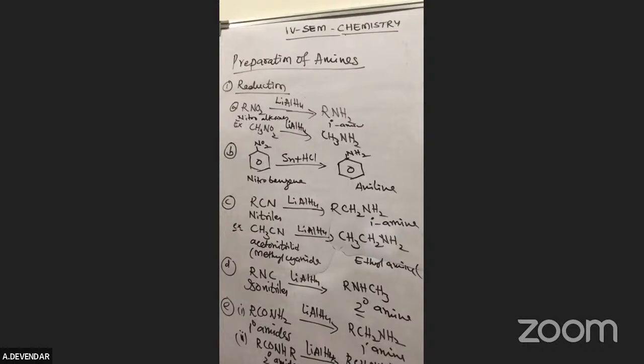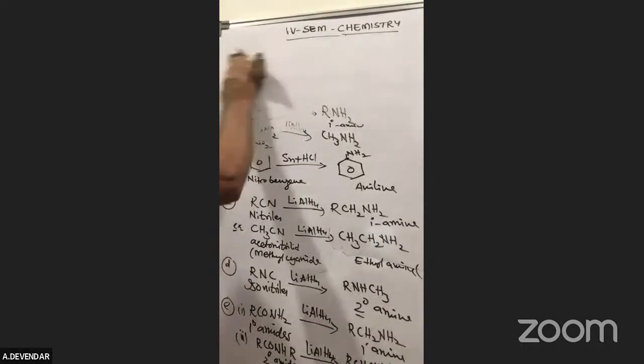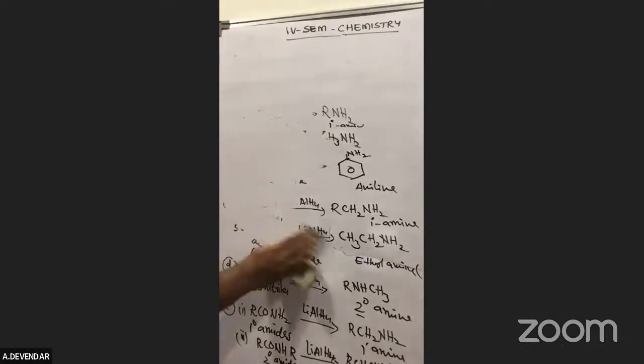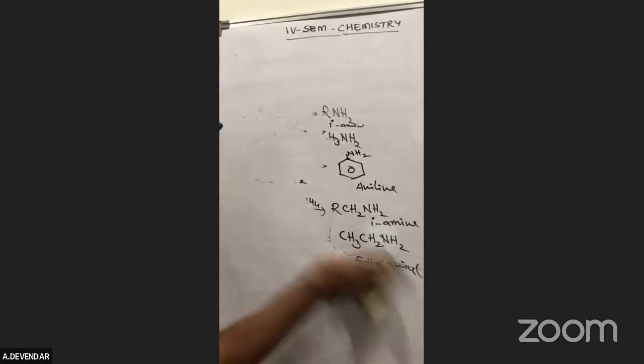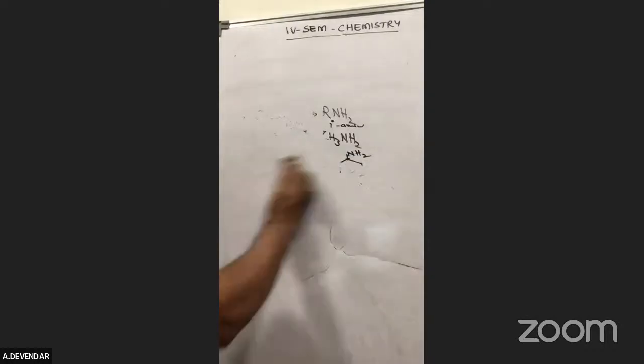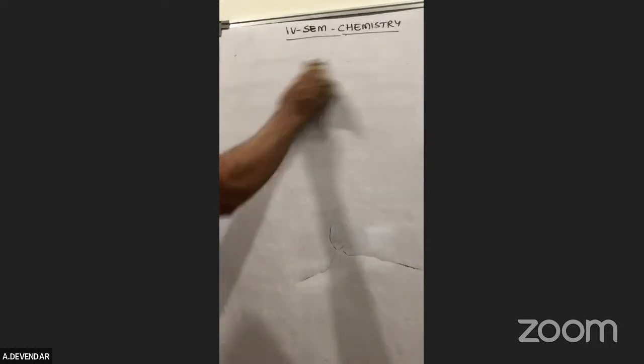These are the general preparations of the amines. Two more important reactions are there: the Gabriel phthalimide reaction and the Schmidt reaction. By these you can also prepare primary amines.